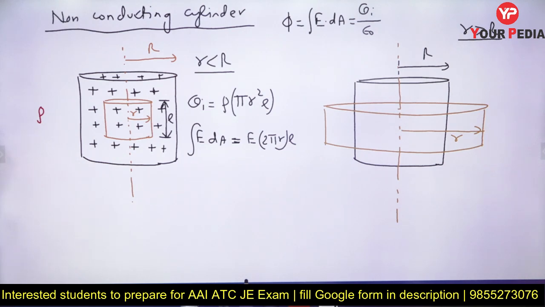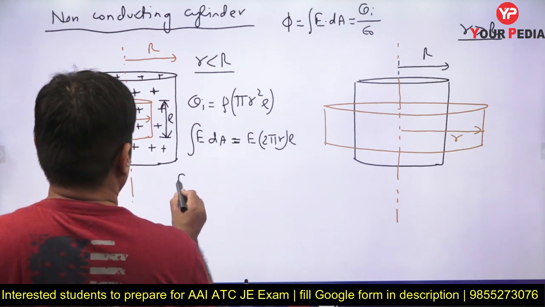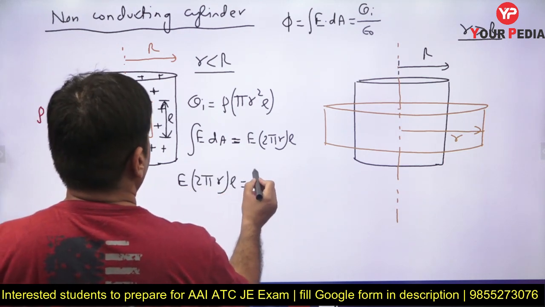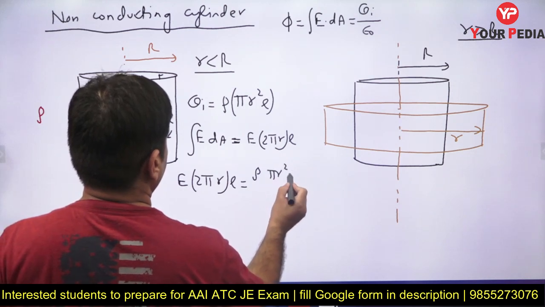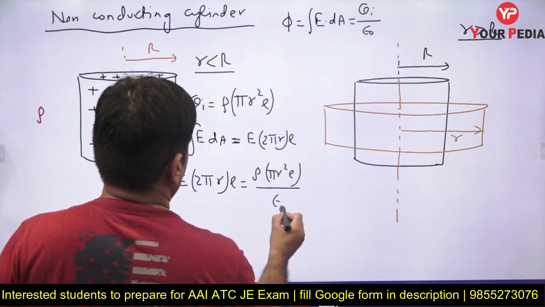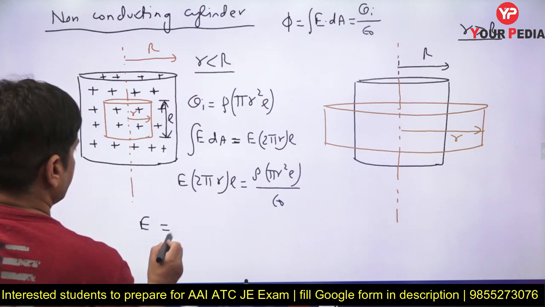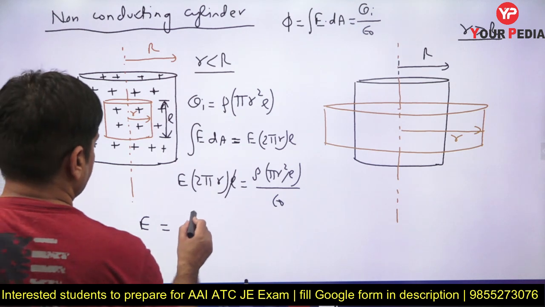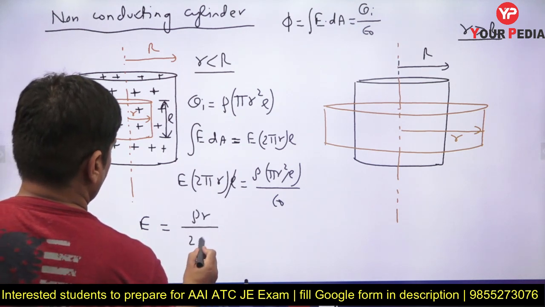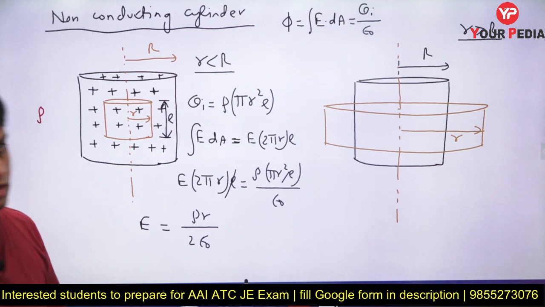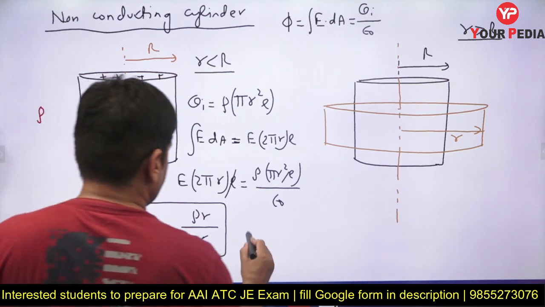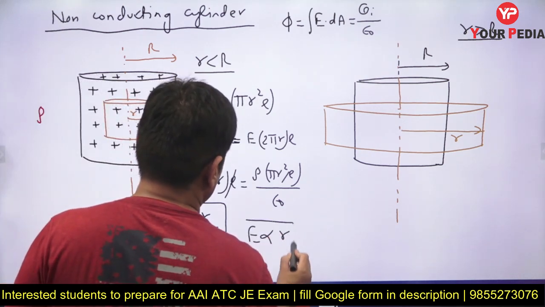So if I equate these two, what I get is E into 2 pi r into L is equal to rho pi r square L over epsilon naught. अब कुछ टर्म्स कैंसिल हो जाएंगी, L will get cancelled out, pi r will get cancelled out, so E is rho r over 2 epsilon naught. And you observe one thing here carefully, that E is proportional to r. That is very very important.